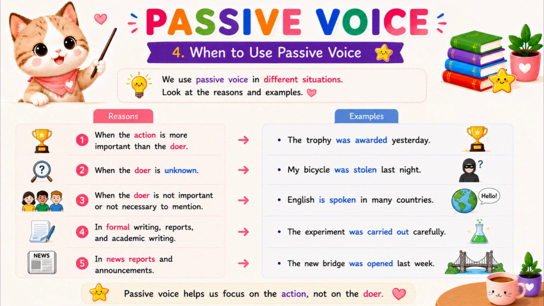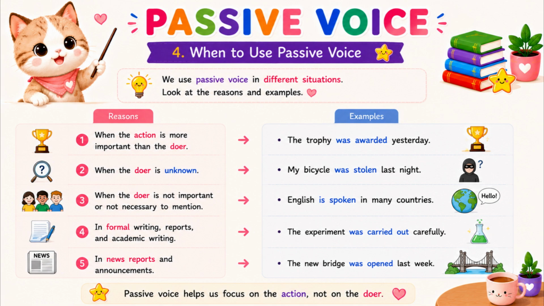Now let's learn when to use the passive voice. We use the passive voice in different situations. Let's look at the reasons and the examples. First, we use the passive voice when the action is more important than the doer. For example, the trophy was awarded yesterday. The important information is that the trophy was awarded, not who awarded it.